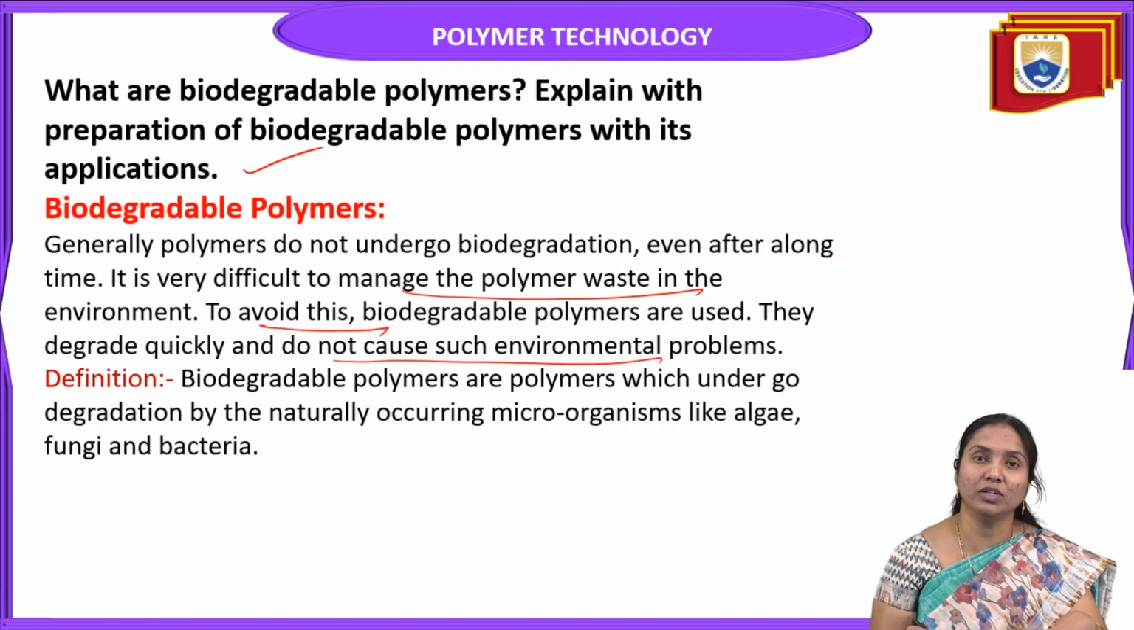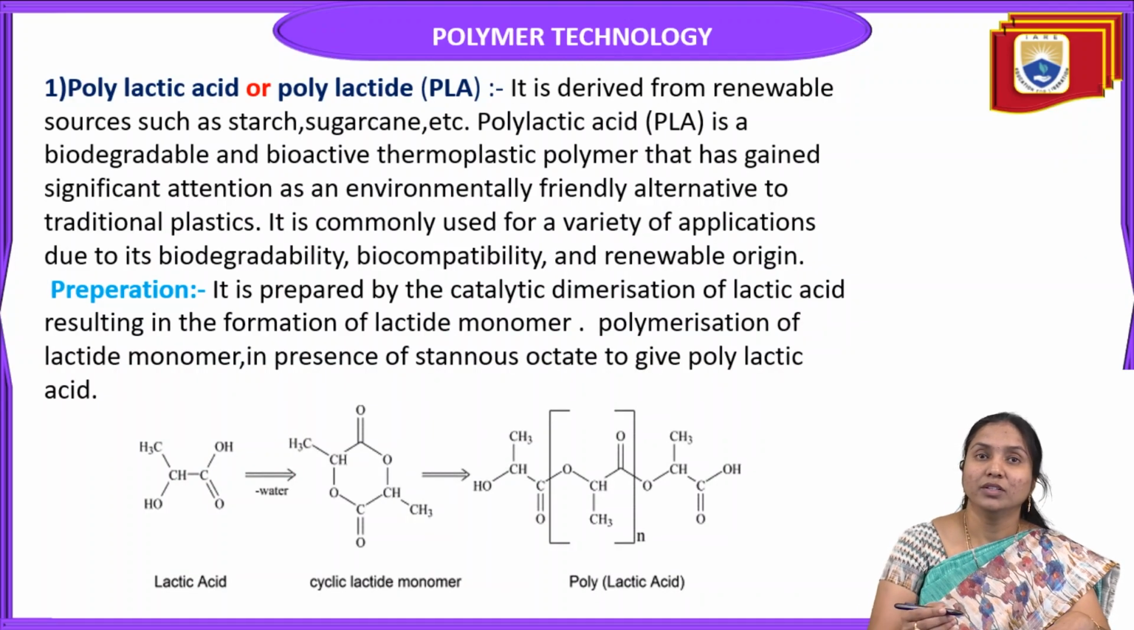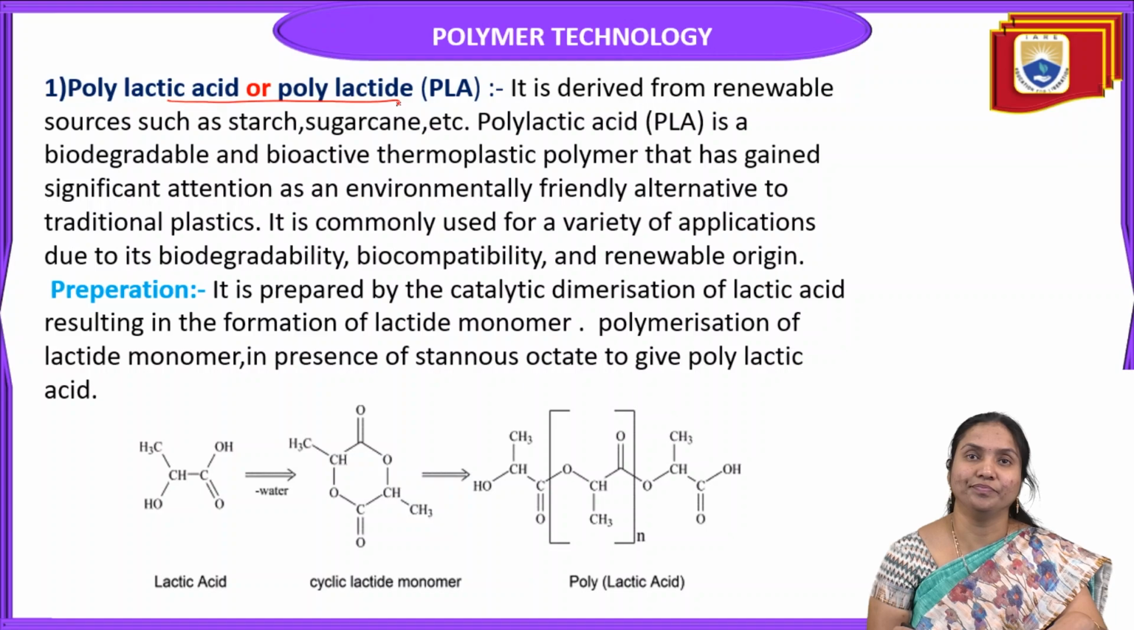What is the definition of biodegradable polymers? These polymers easily undergo degradation by naturally occurring microorganisms like algae, fungi, bacteria, etc., and are not harmful to the environment. This type of polymer is called a biodegradable polymer. Now, the preparation of polylactic acid or polylactide. It is derived from renewable resources, such as starch, sugarcane, etc.